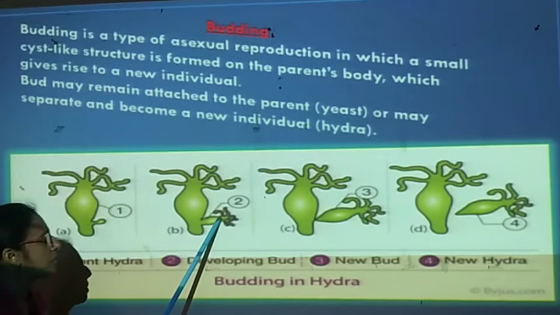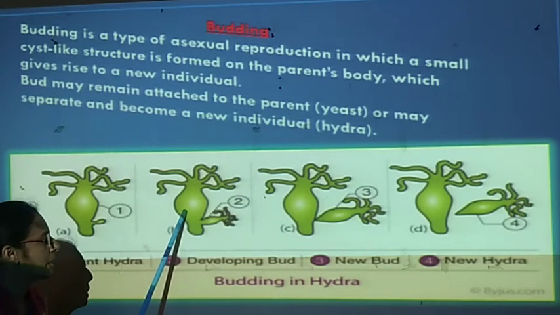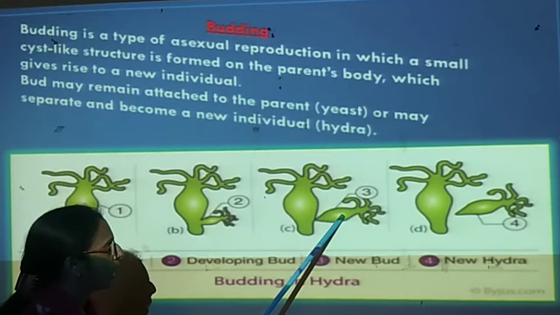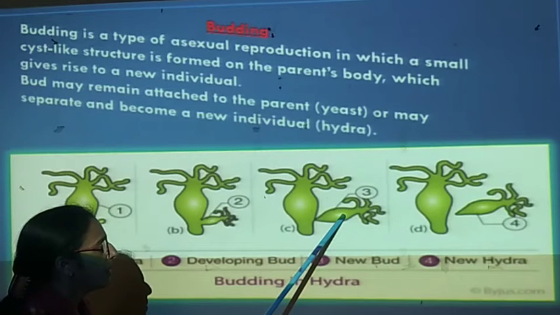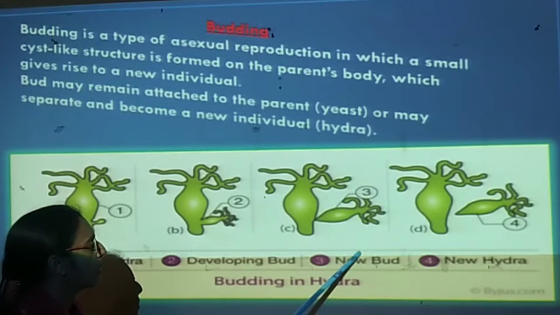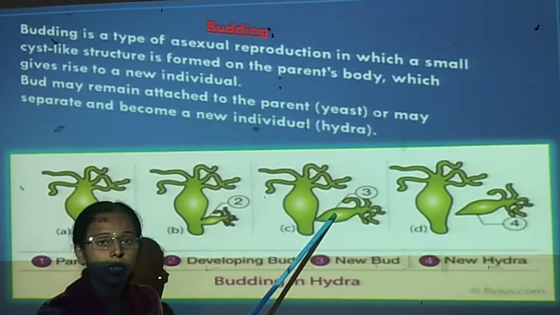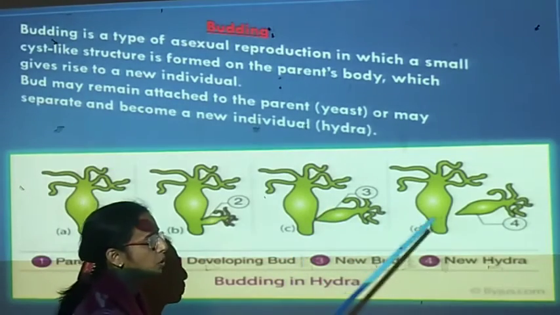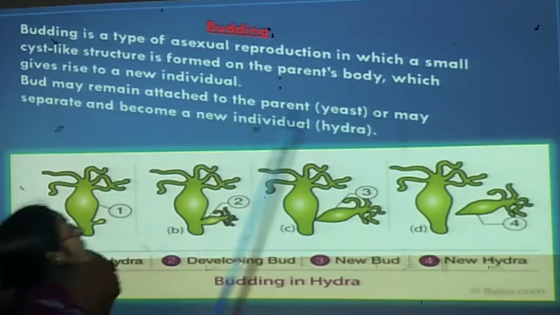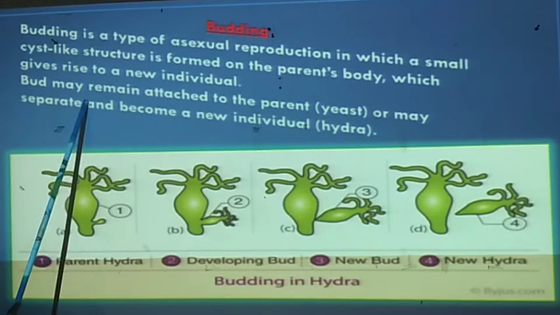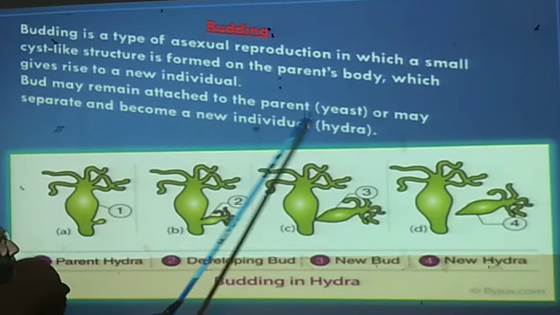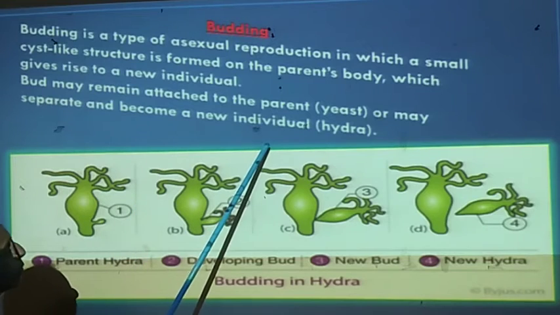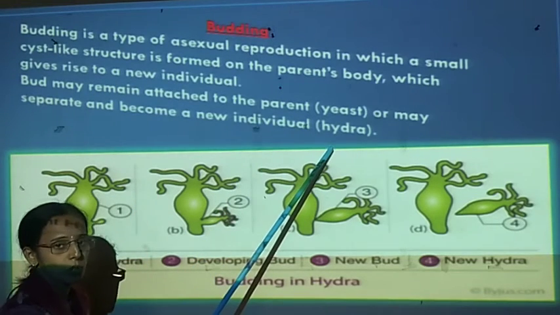Then this bud grows. At first it depends on the parent body. Afterward, when it develops and redevelops, it falls down on the soil or in the water, and thus it starts to live an independent life. Thus, a bud is formed and that bud shows independent life, therefore this is called budding. So the bud may remain attached to the parent or may separate and become a new individual, as in the case of Hydra.